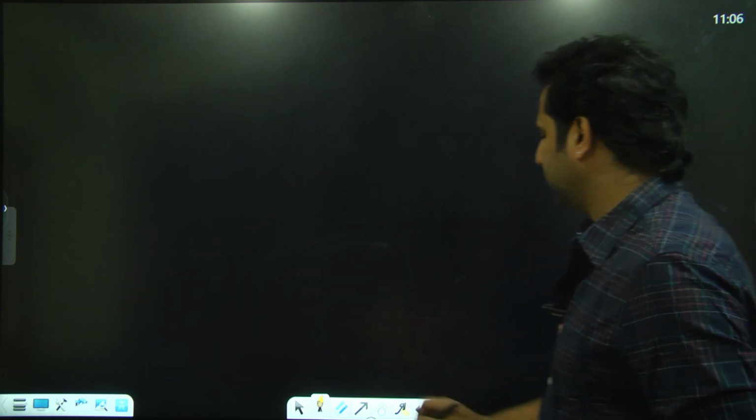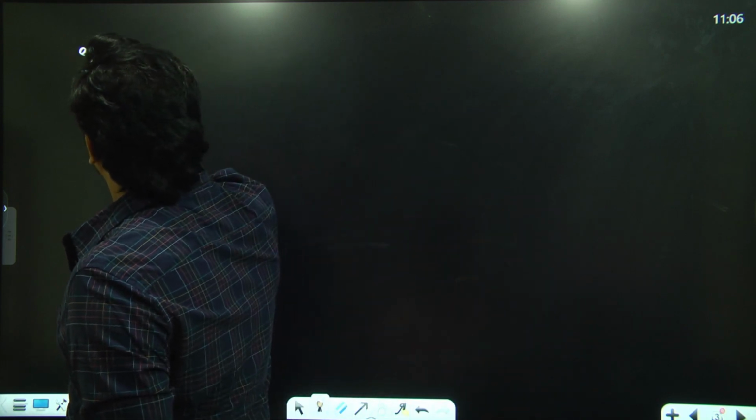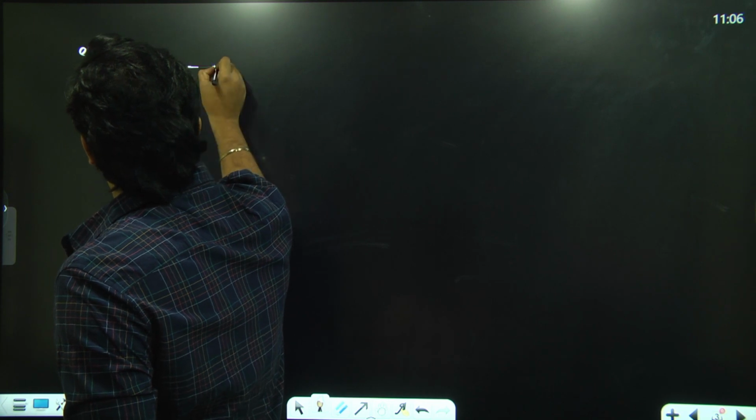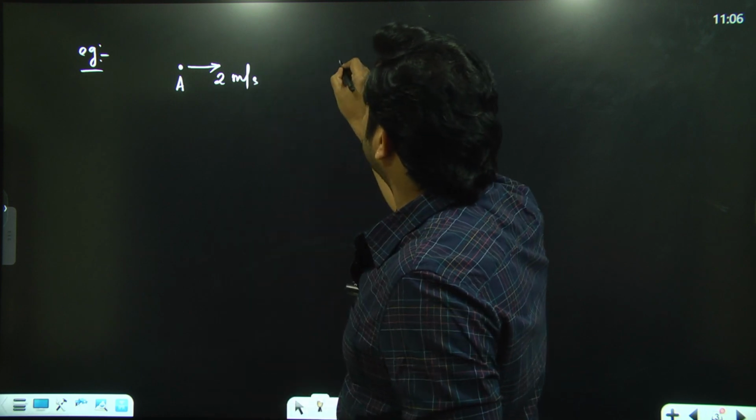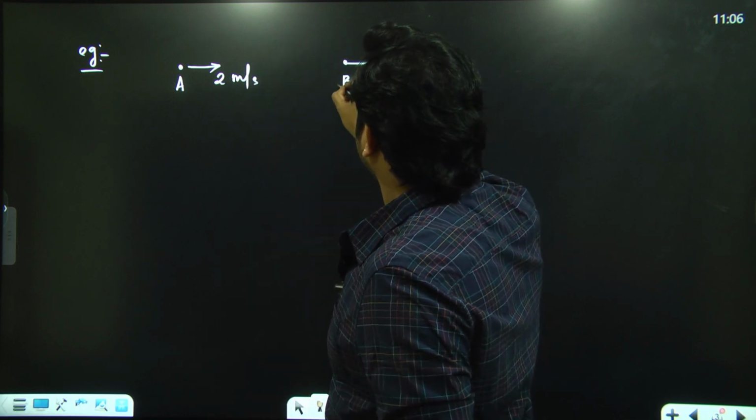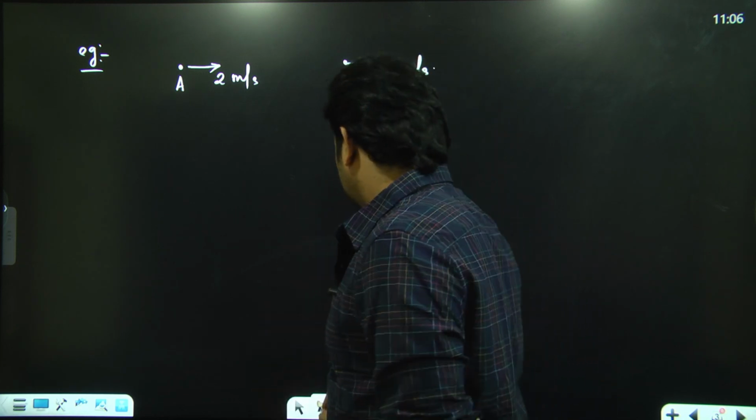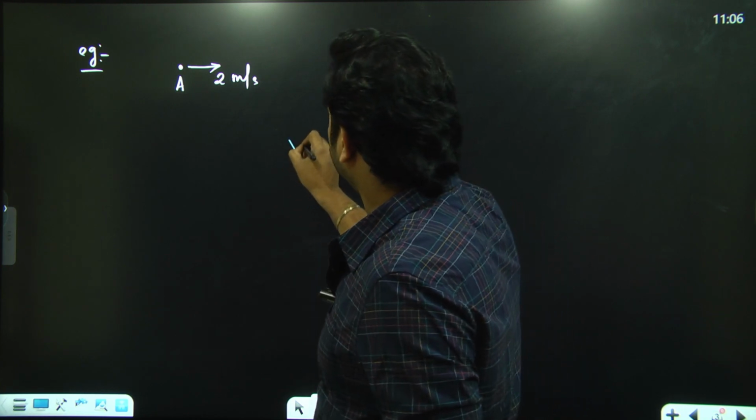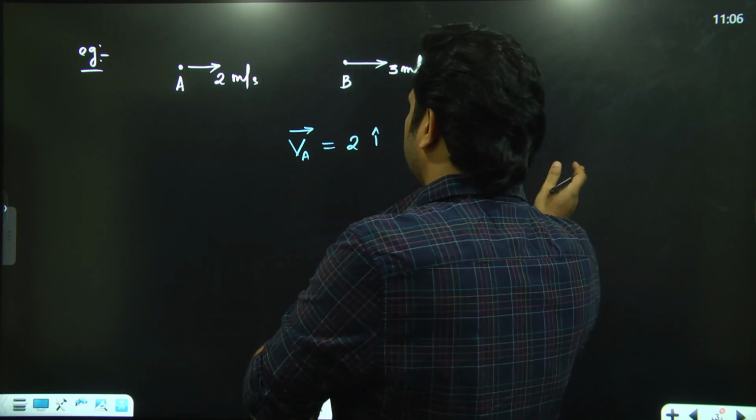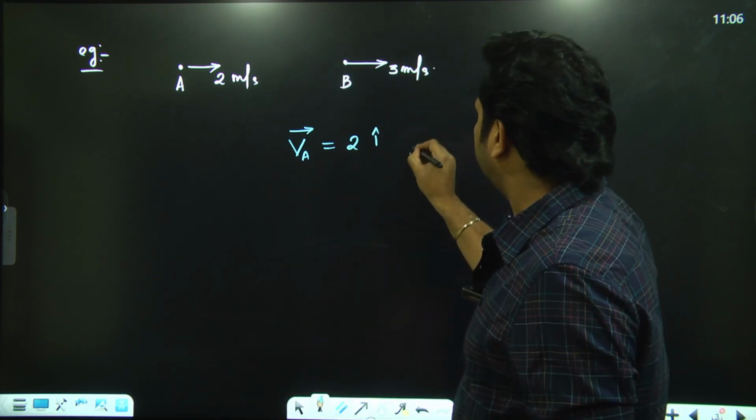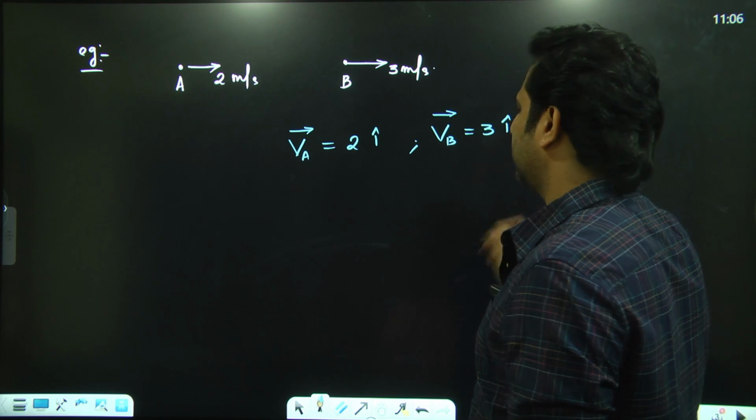Now, let us take one example to understand the application of relative velocity. For example, there is a person A who is moving at the rate of 2 meters per second towards right. There is another person B, who is moving at the rate of 3 meter per second. Now, let us apply the concept of relative velocity. I know velocity of A, that is 2 i cap, because he is moving along positive x direction. And I know velocity of B, which is given to be 3 meter per second towards right. So 3 i cap meter per second.